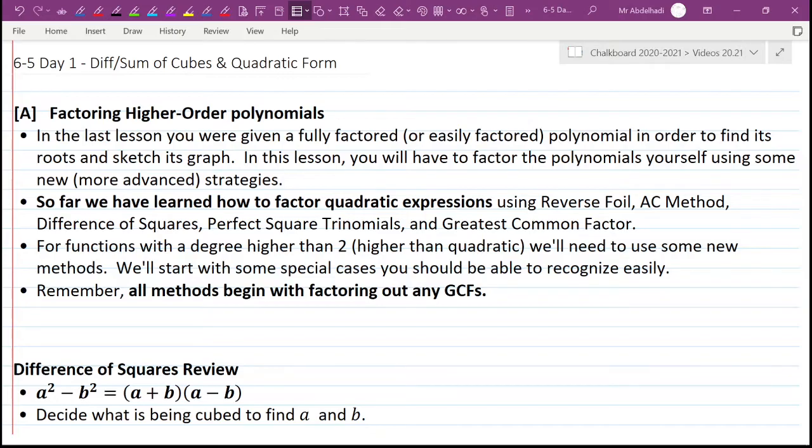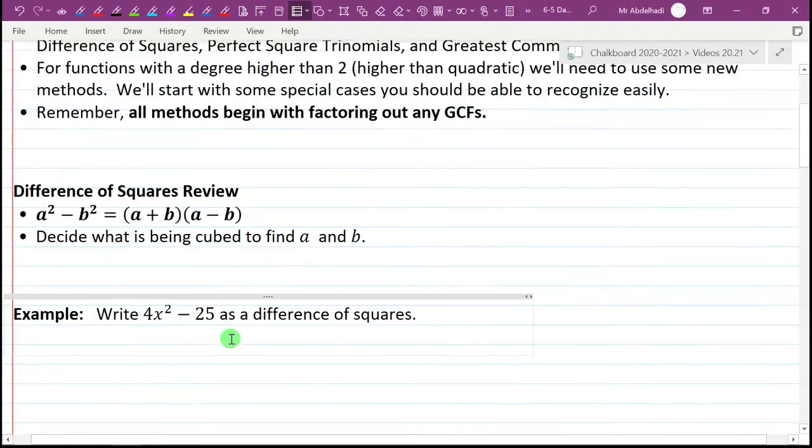Okay, welcome back. We're going to learn some new factoring methods today. Higher order polynomials, things that go beyond quadratics. We're pretty good with quadratics. We know how to use reverse FOIL and AC method. But what if we want to go beyond that? I want to start off here by talking about a difference of squares. And I'm going to show you how that's going to help us go to higher powers.